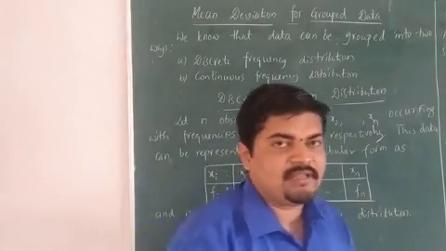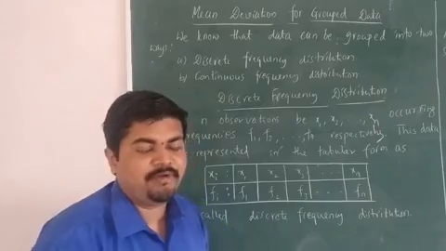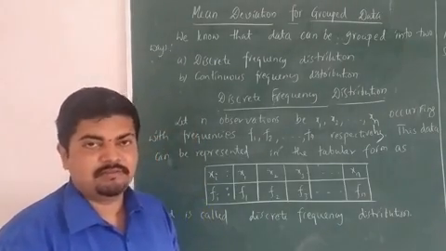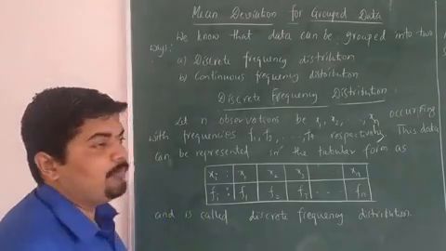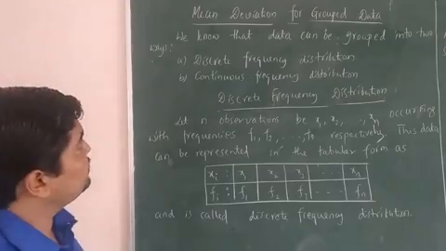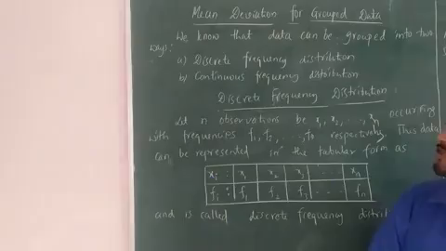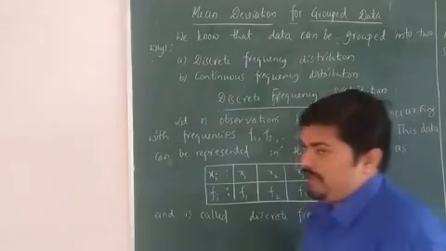In the previous classes, we have learned the method of finding the mean deviation about the mean as well as the median for the ungrouped data points. From today's class onwards, we will try to find the method of mean deviation for grouped data points.